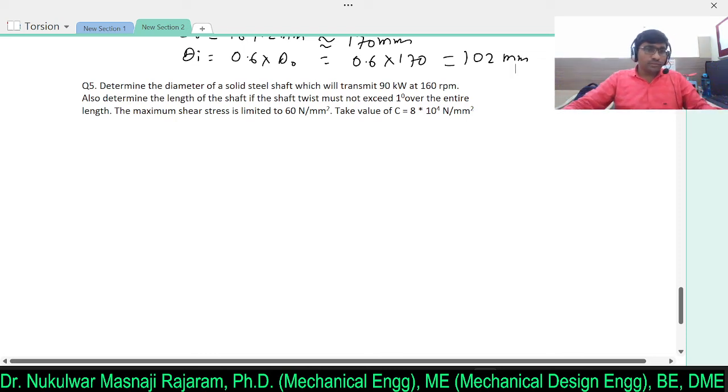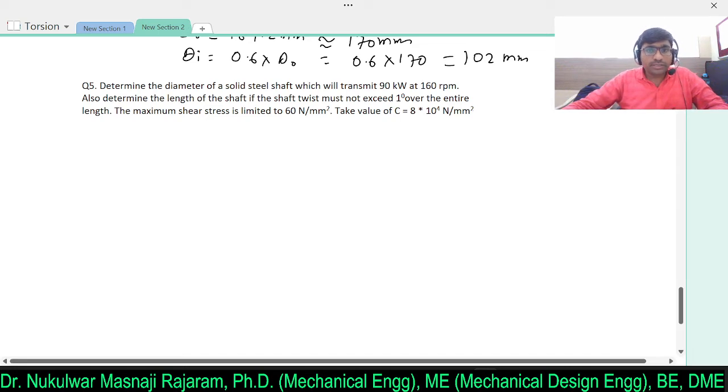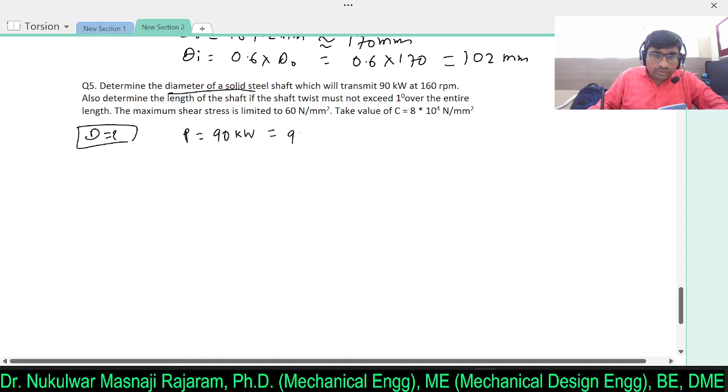Okay, now we will see some numericals based on the relation between the torque, shear stress, modulus of rigidity, and angle of twist, that is theta. Clear? Now if you read the problem statement, we need to determine the diameter of a solid shaft which transmits power of 90 kilowatt, that is 90 into 10 raised to 3 watt. Clear? N is 160 rpm.